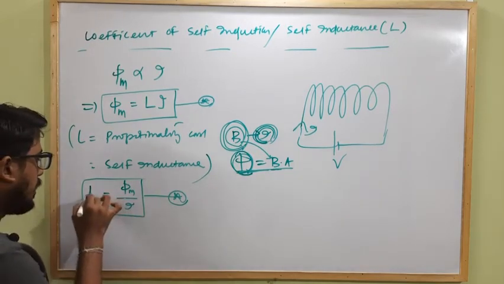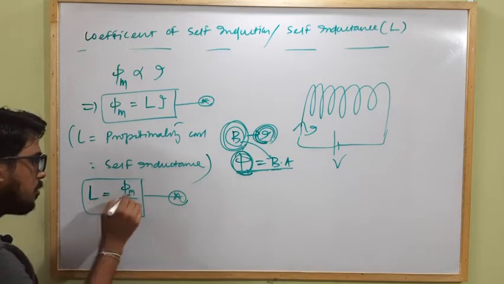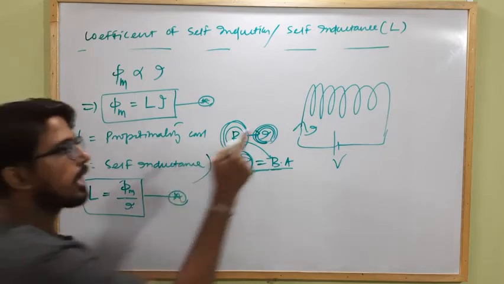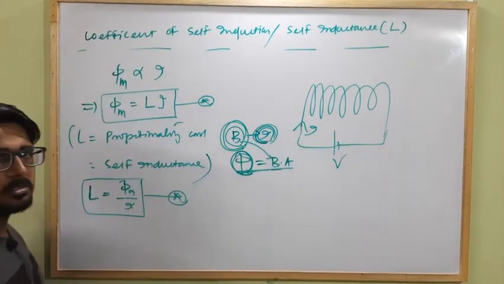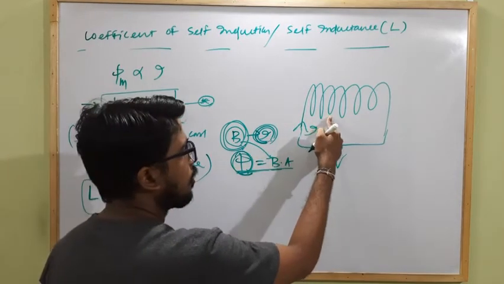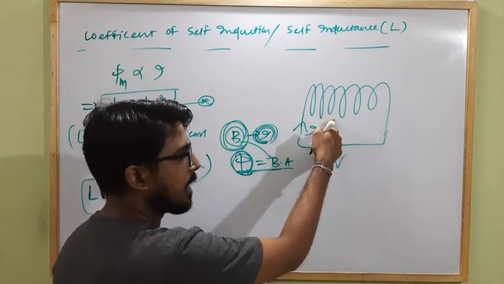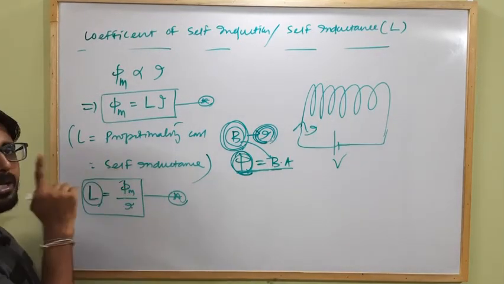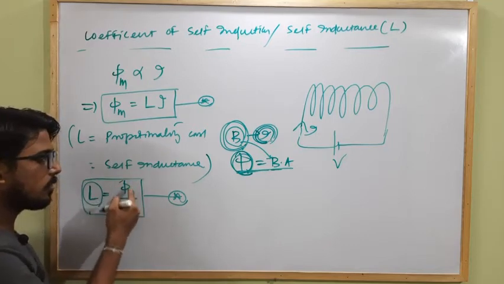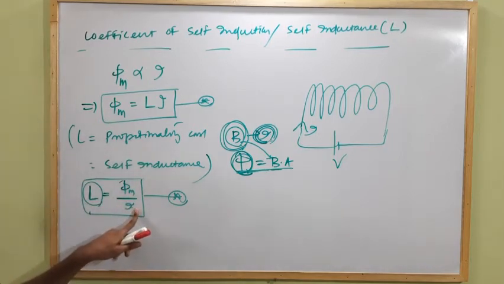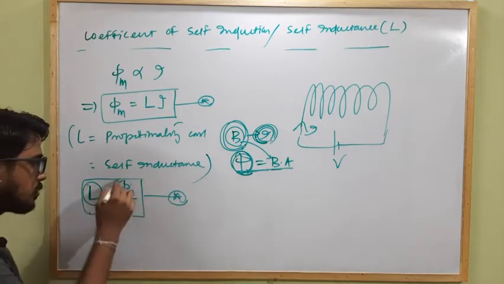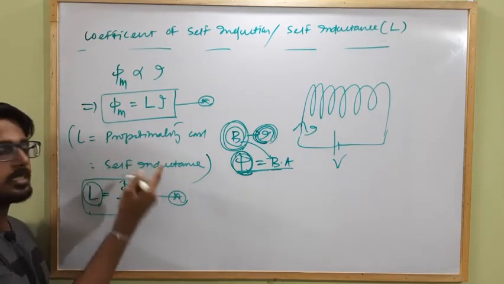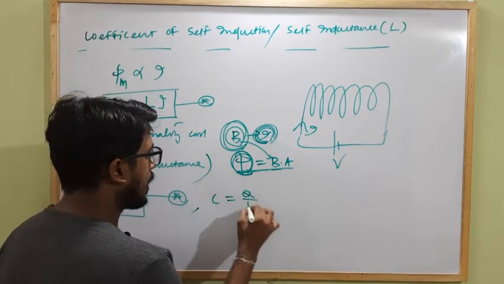Clear? Here L is equal to phi m by I, but L does not depend upon the flux and the current flowing through it. It only depends upon the dimension and geometry of the inductor. Clear? The material of which the inductor is made, its dimension and its geometry, on that the self-inductance of the inductor will depend. It does not depend upon the flux linked to the inductor or the current flowing through it, because this is a constant. It is like capacitance, C equal to Q by V.